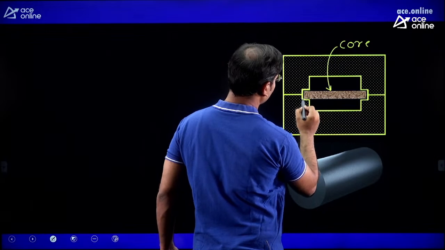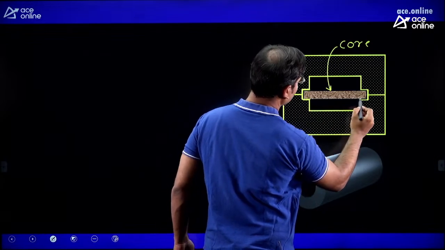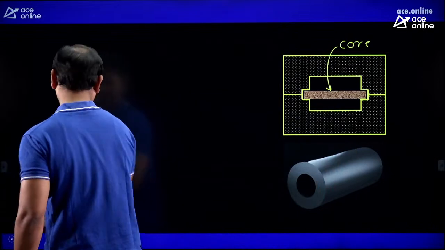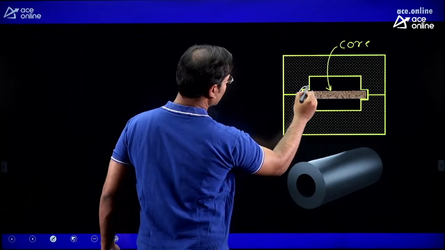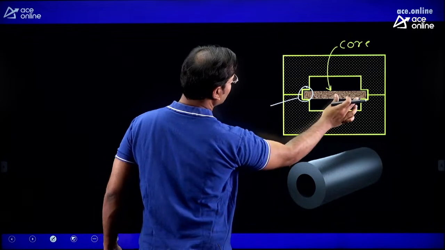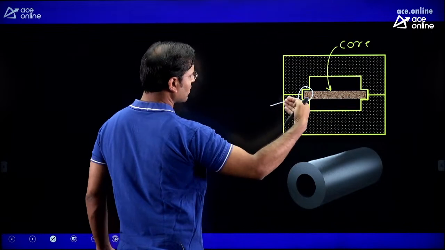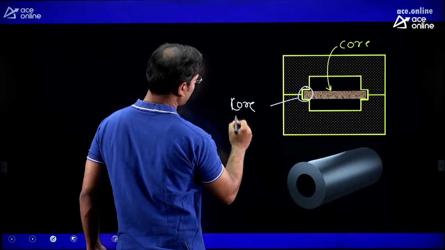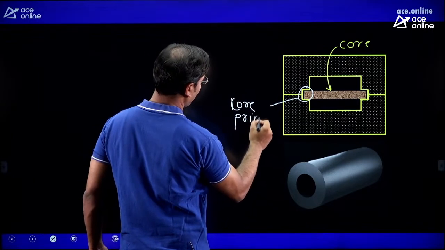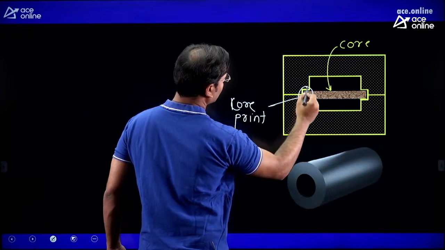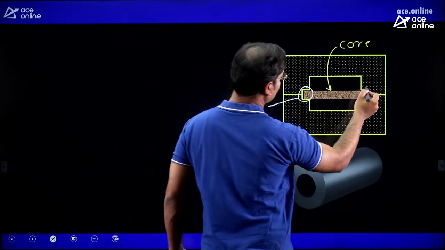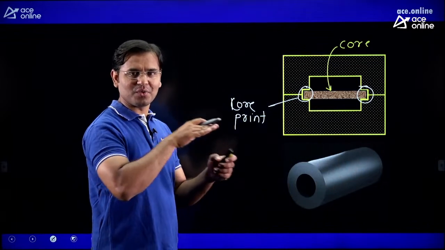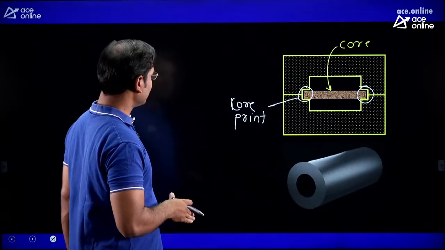You can see here the core rests in the core print. Then you can ask me, sir, what is the core print? This part is known as core print, and in that core print the core is fitted. Here is core print and here is also the core print. In that core print the core is going to sit, right?